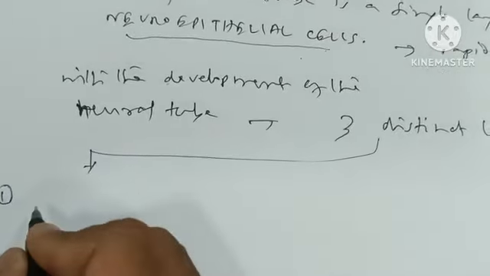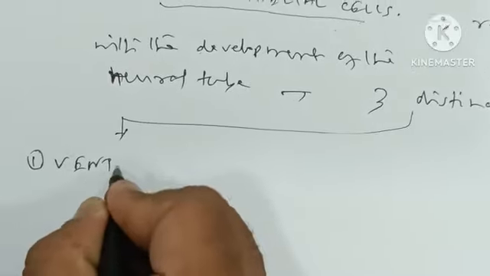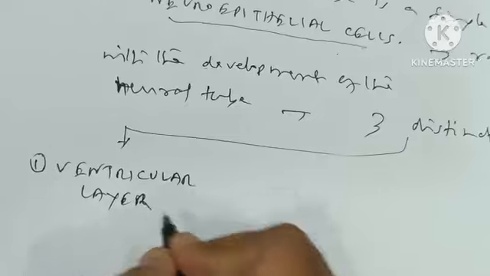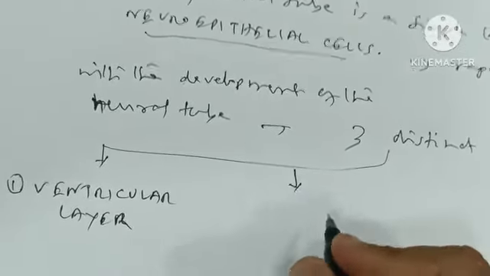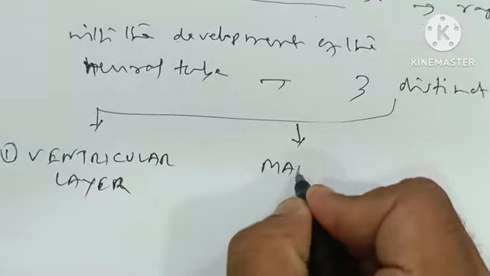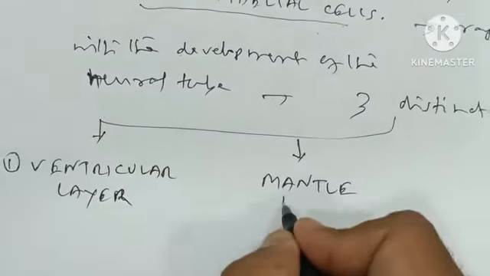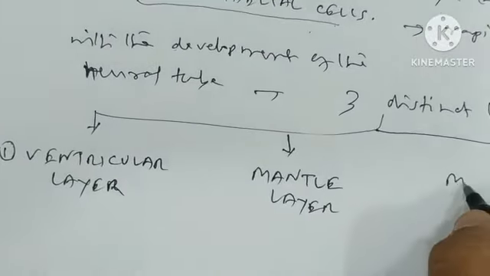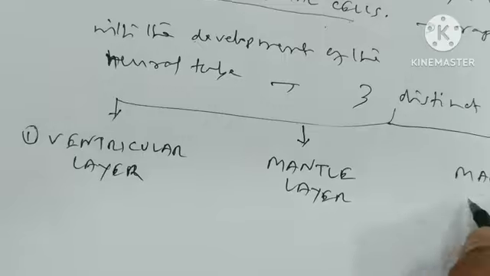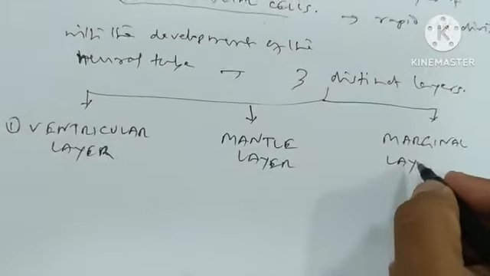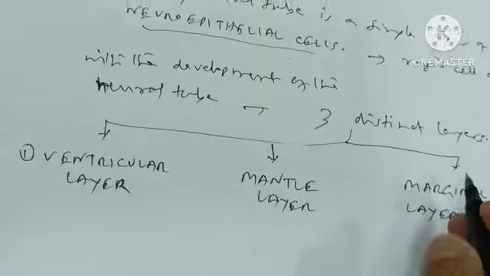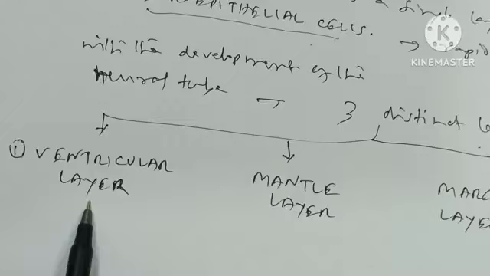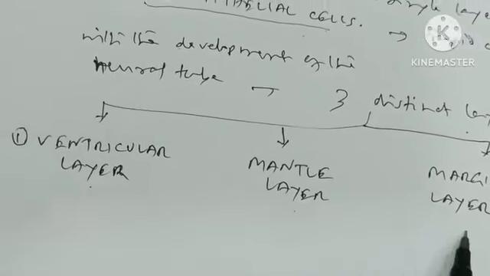Number one, it is the ventricular layer. Second one is called the mantle layer. And the third one is called the marginal layer. So the single layer of wall will differentiate into three distinct layers: the ventricular layer, mantle layer, and marginal layer.